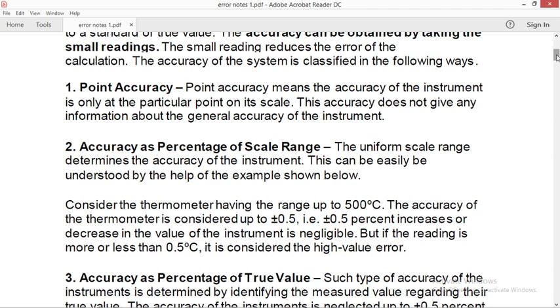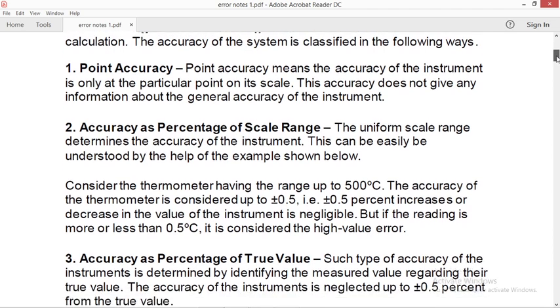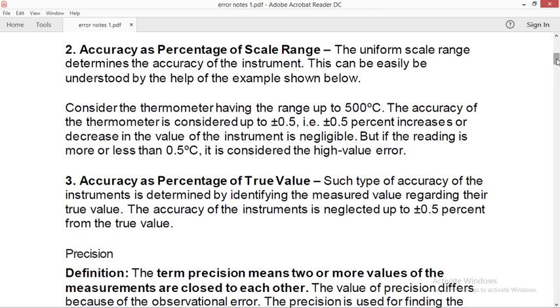The third one that we have is accuracy as a percentage of true value. This type of accuracy of the instruments is determined by comparing the measured value with the true value. So the error of the instrument is tolerated up to 0.5% above or below, that is positive or negative 0.5%, from the true value.